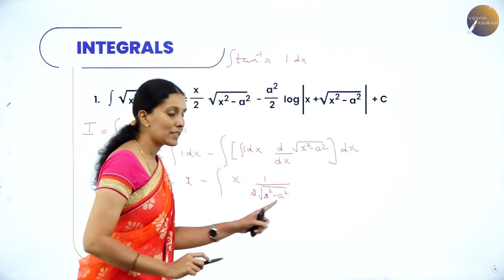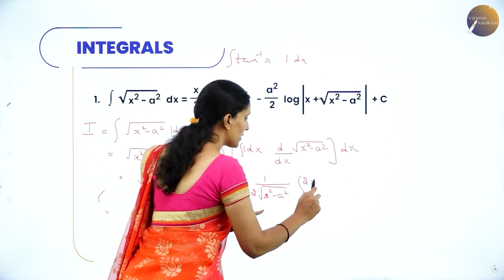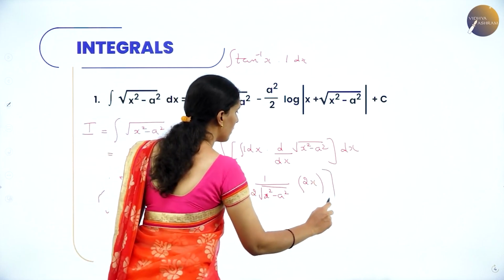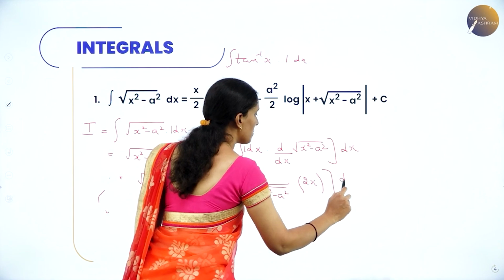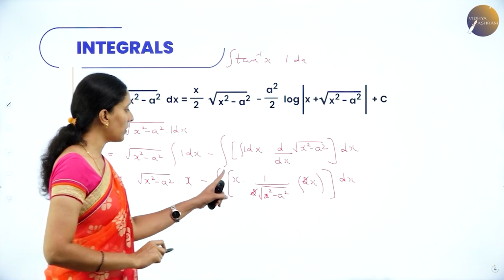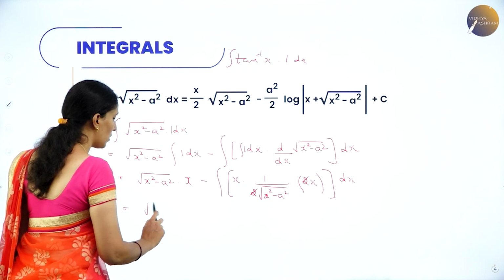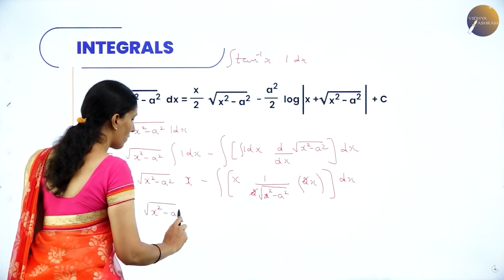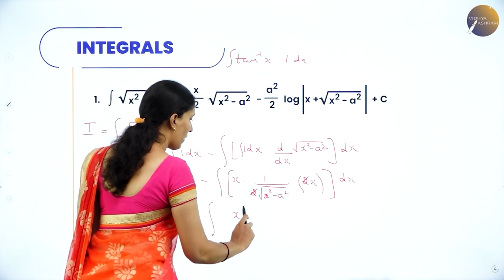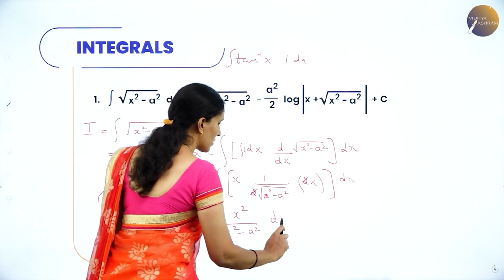But x square minus a square is again one more function derived. When you derive x square, it is 2x. And when you derive a square, it is 0 because it's a constant. So here we have this function with respect to dx. 2 and 2 get cancelled here. So now you have here x into x, x square. So therefore now this becomes root of x square minus a square. You can multiply x minus x square divided by x square minus a square into dx.